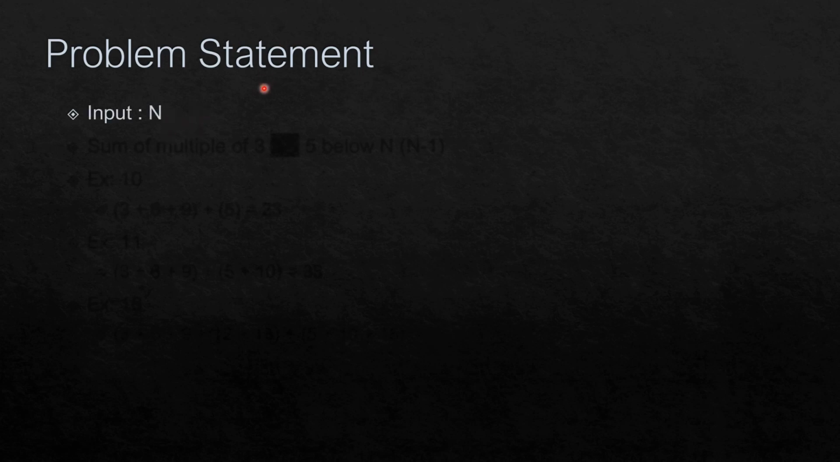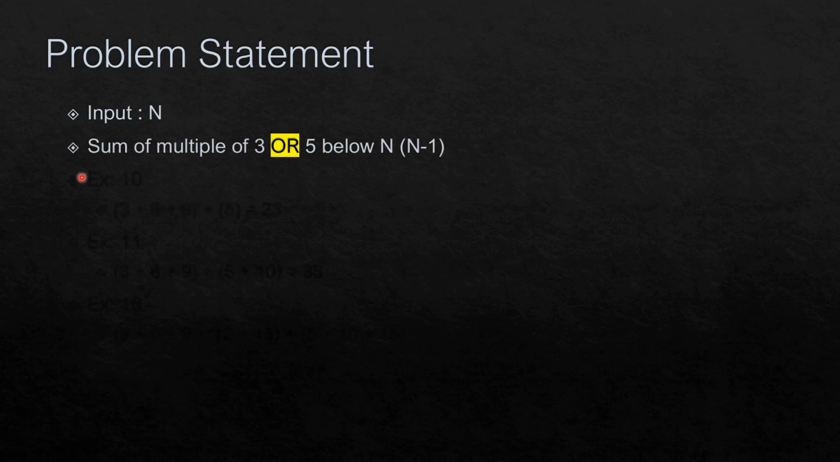We are given the input n, and we have to find the sum of multiples of 3 and/or 5 between 1 and n minus 1. Let us try to understand the statement using some examples. If n is equal to 10, then the multiples of 3 from 1 to 9 are 3, 6 and 9, and the only multiple of 5 is 5. We should not consider 10 because the statement says below n, which is n minus 1.